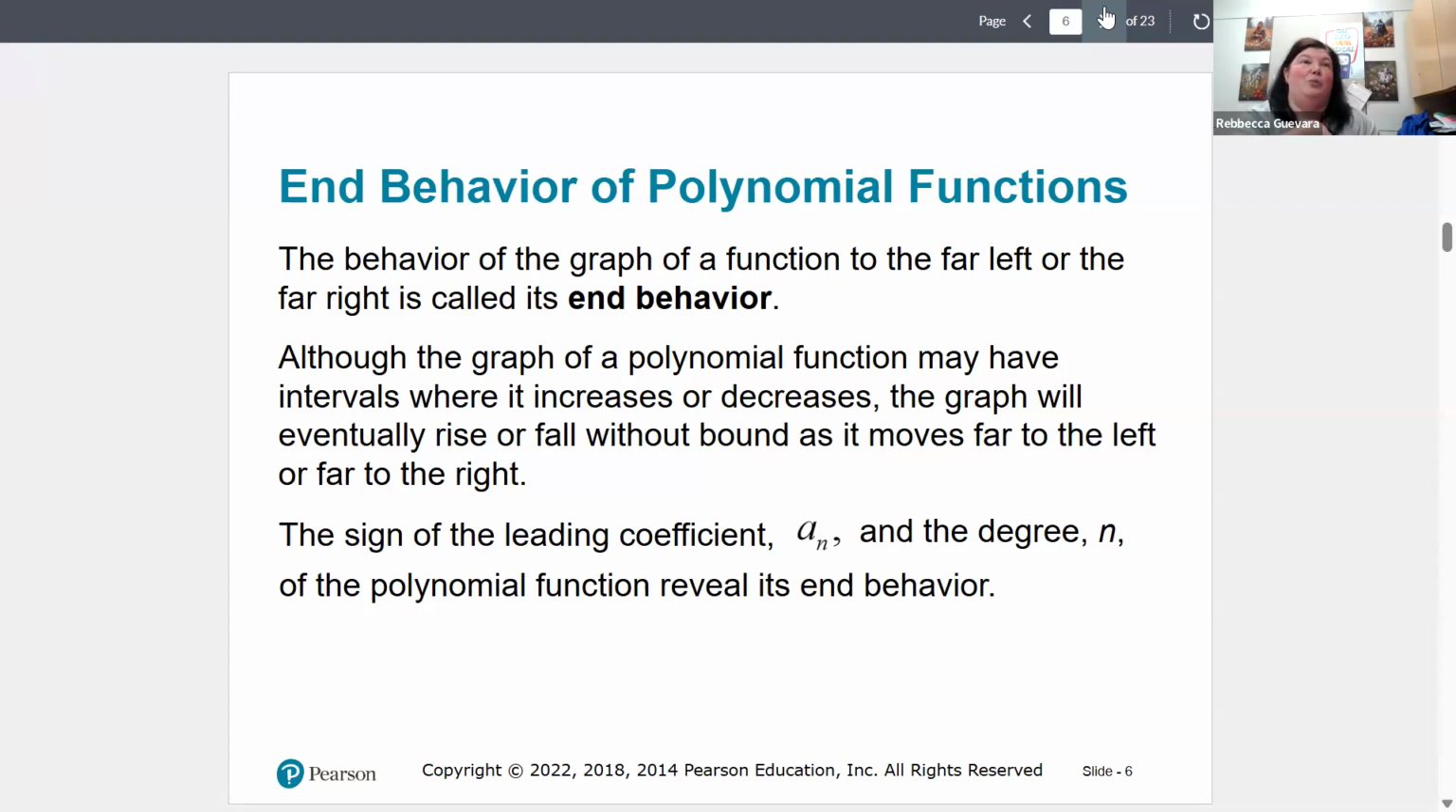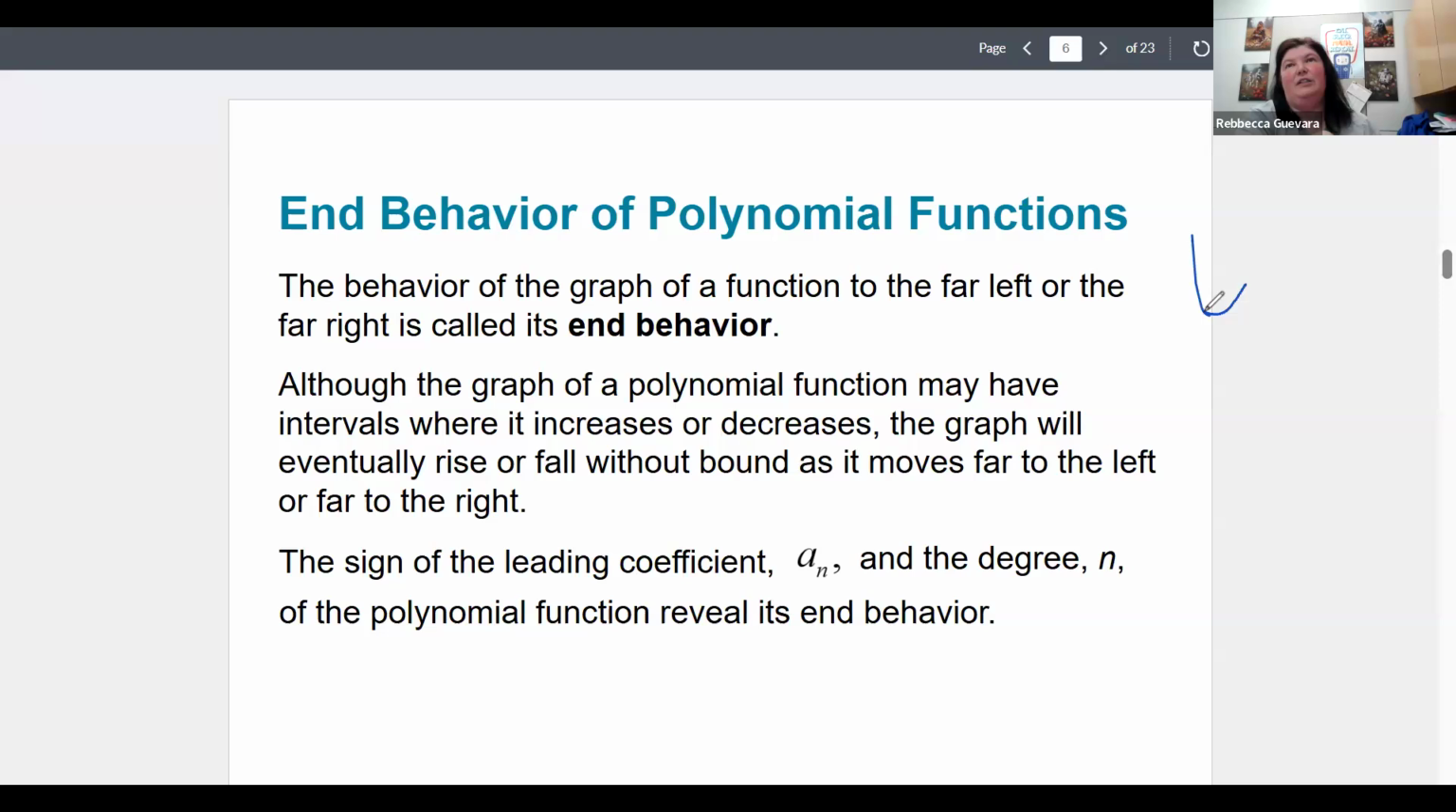Now, end behavior of a polynomial function: the behavior of the graph of a function to the far left or to the far right is called the end behavior. So like I said, if I graphed a polynomial like this, when we're talking about end behavior, we're talking about what goes on here and here. Although the graph of a polynomial may have intervals where it is increasing or decreasing, the graph will eventually continuously rise or fall without bound as it moves left or right.